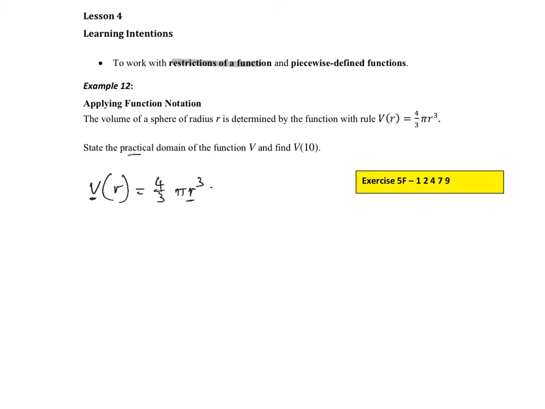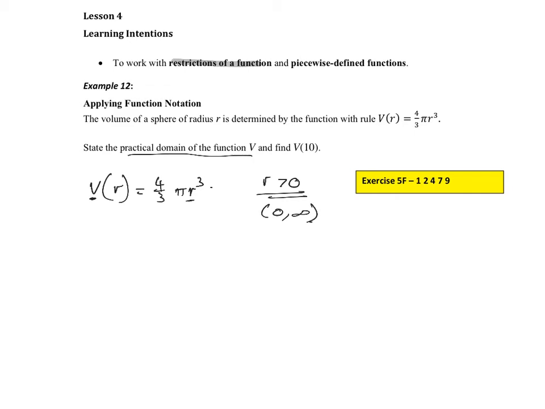So what's a practical domain for this function? Well, let's think about it. What does r measure? R is measuring a radius. So really r has to be strictly greater than 0, because if you have a 0 radius, well, you have no shape. So there's my restriction. So my practical domain would be from 0 to infinity.